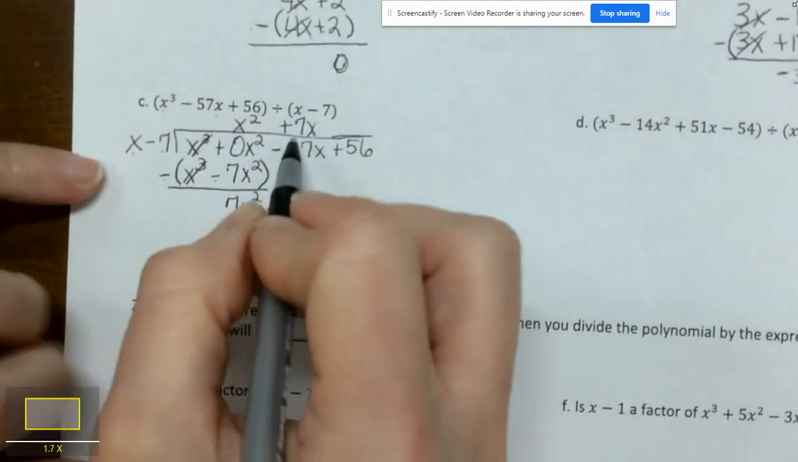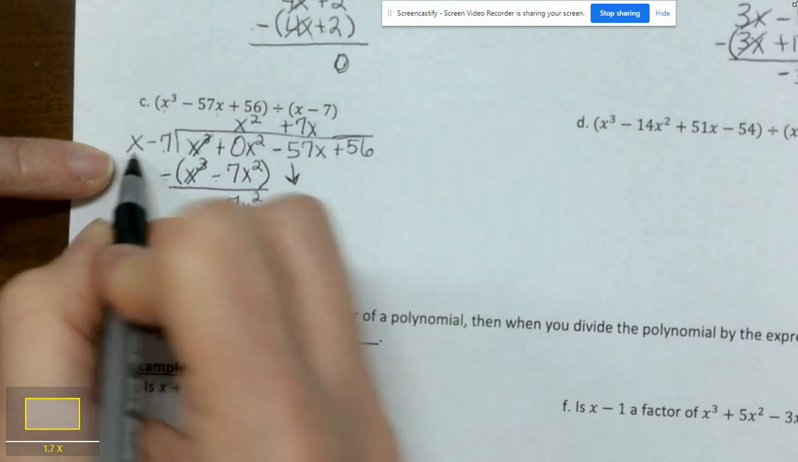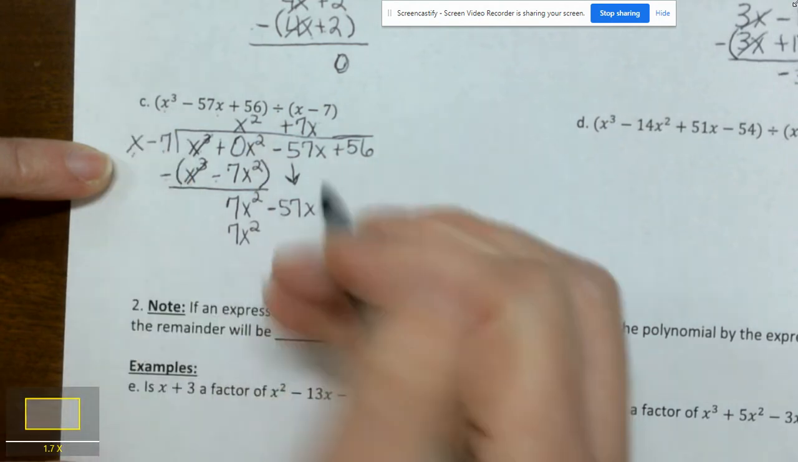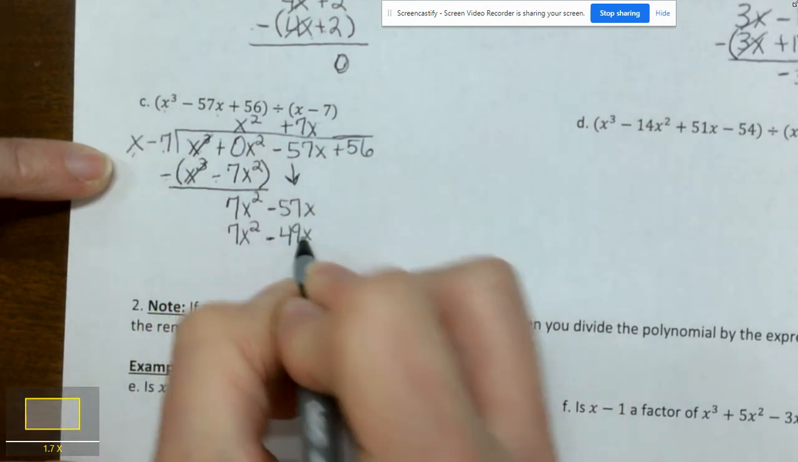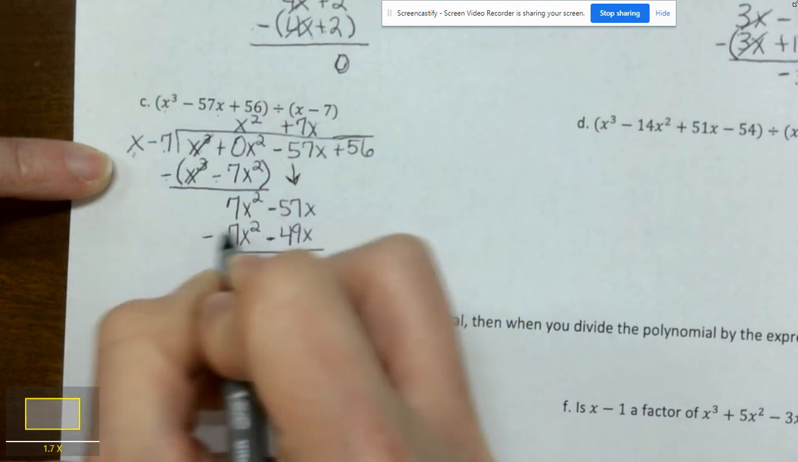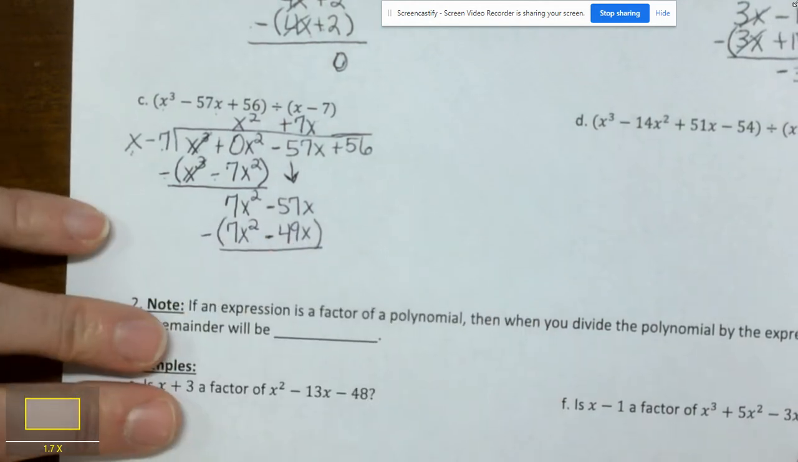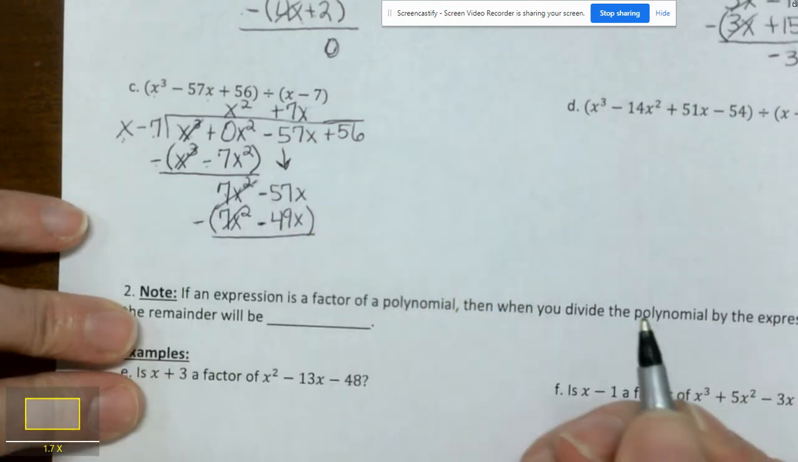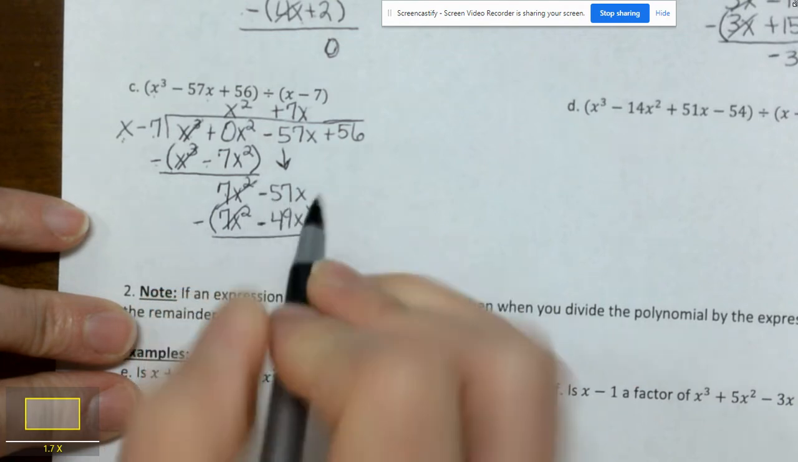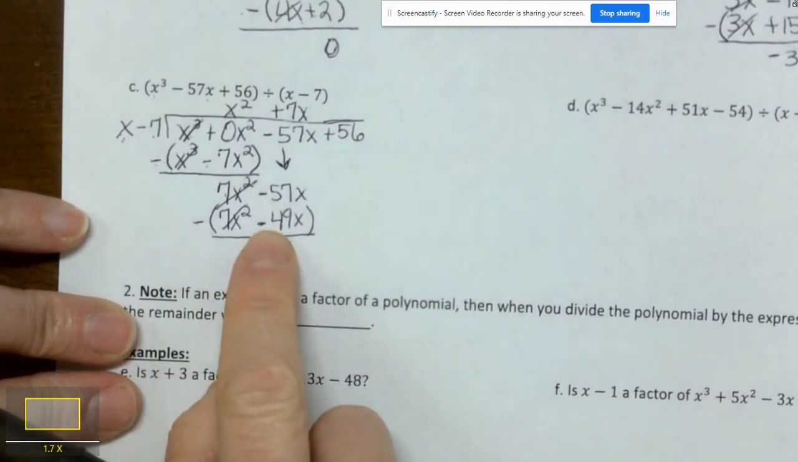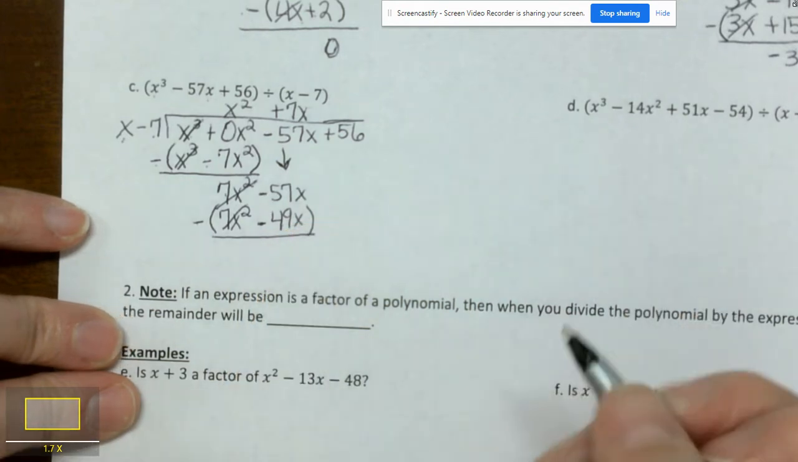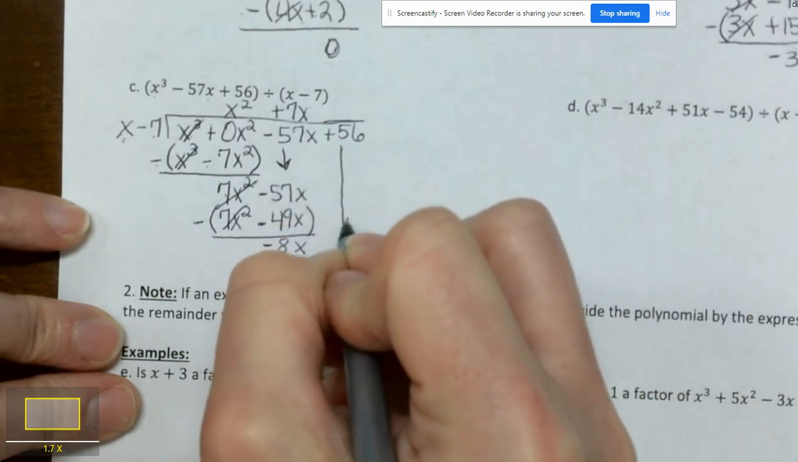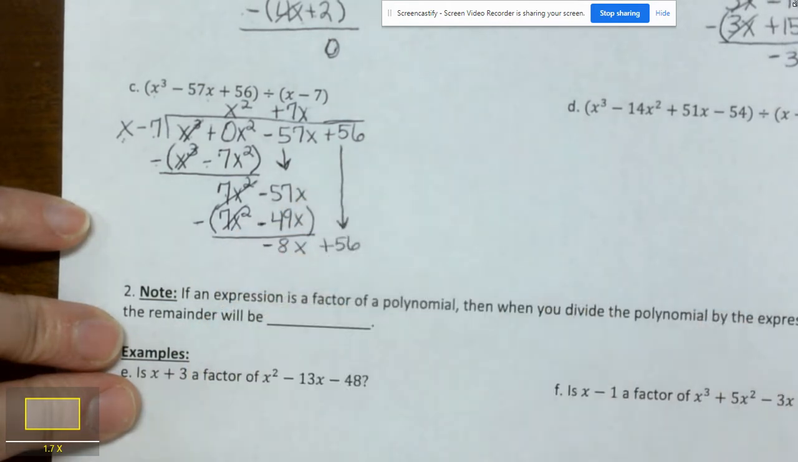Okay, now I need to use that. 7x times x is 7x squared. And 7x times a negative 7 is a negative 49x. Draw your line, subtract, and put parentheses around. Okay, 7 minus 7, that's 0. Negative 57 minus a negative makes a plus. So plus 49. Negative 57 plus 49 is a negative 8x. And then we're going to pull down that plus 56.